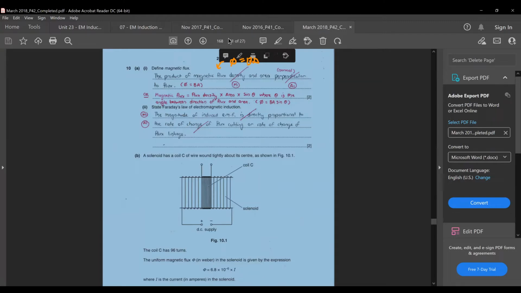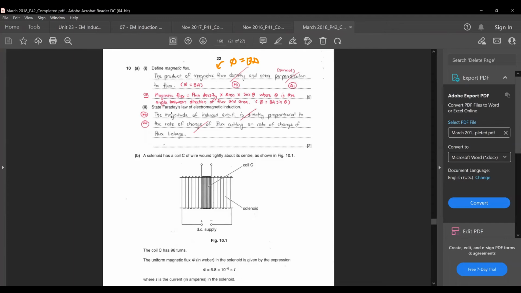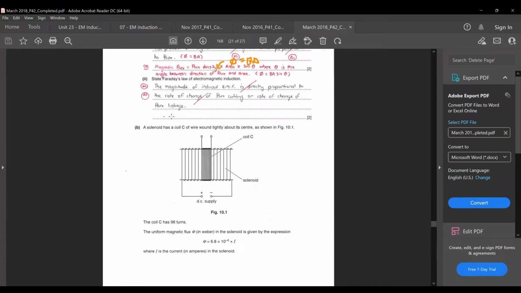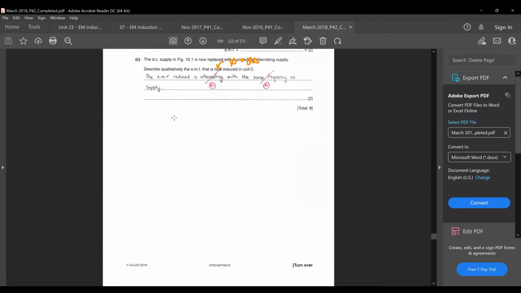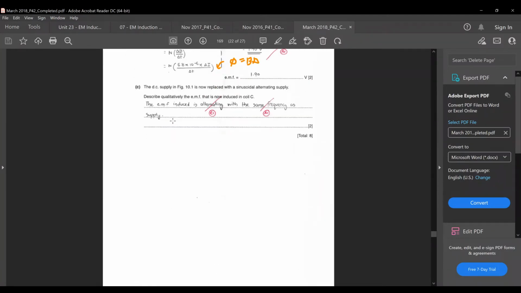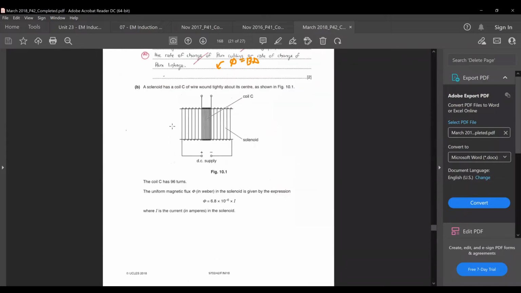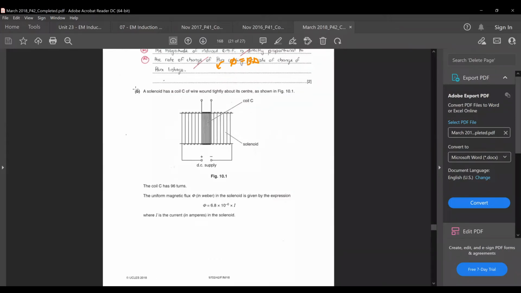Okay, so this one is okay. Then we look at part B again. Part B may seem a bit familiar. This one is regarding calculations. Okay, look at part B.